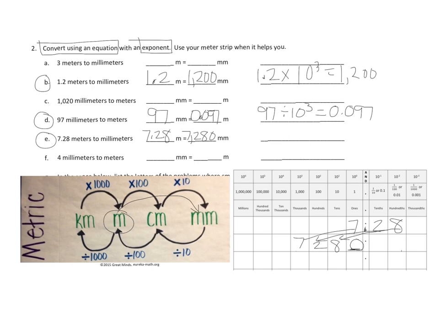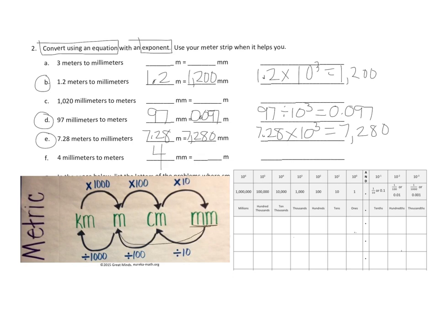So the equation that we did was 7 and 28 hundredths. We multiplied that by 1,000, which means 10 to the power of 3, which gave us 7,280. We do the last one, 2F. We have 4 millimeters, and we're converting it to meters. So we have 4 millimeters, mm, and we're going to meters. That means we're dividing, and we're dividing by 1,000.